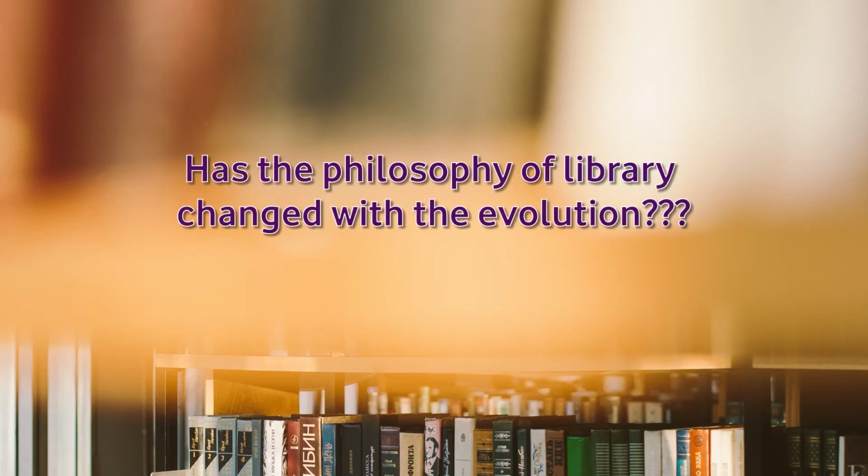Now the question is, has the philosophy of the library changed with the evolution? I think the answer is no. The method has changed from tablets to scrolls to books to digitization, and today moving to Library 2.0 and 3.0. In spite of that, the philosophy of the library has not changed with the evolution. The philosophy is basically for the society, serving the society. Library and information science is very much a service-oriented profession. It is meant to provide service to the community, and the library exists for society.